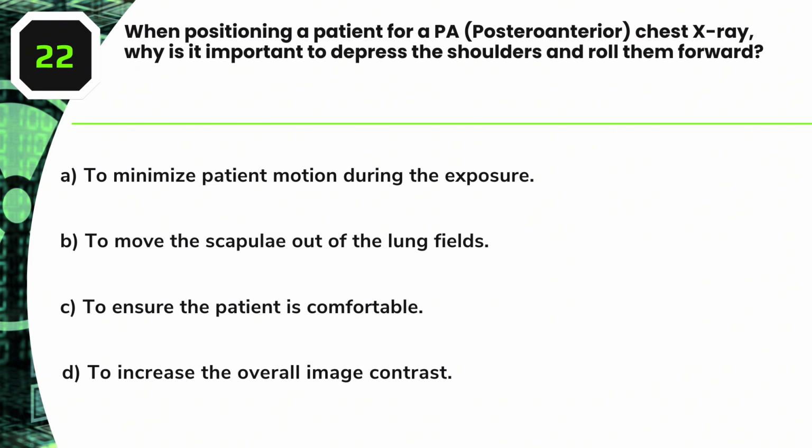Question 22. When positioning a patient for a PA, posteroanterior, chest X-ray, why is it important to depress the shoulders and roll them forward? A. To minimize patient motion during the exposure. B. To move the scapulae out of the lung fields. C. To ensure the patient is comfortable. D. To increase the overall image contrast.